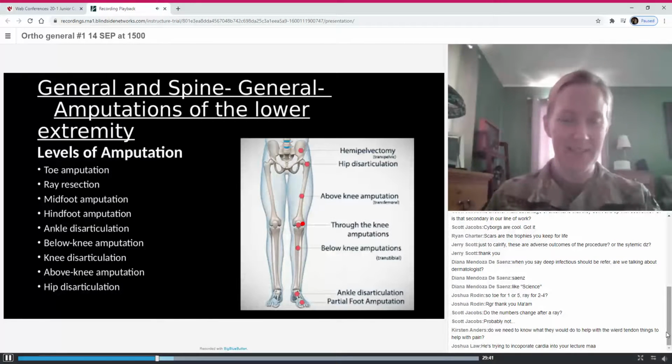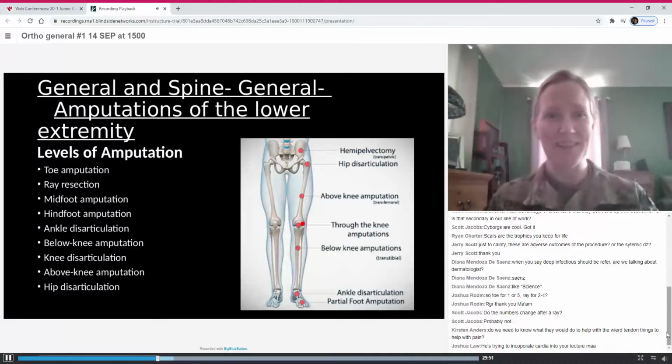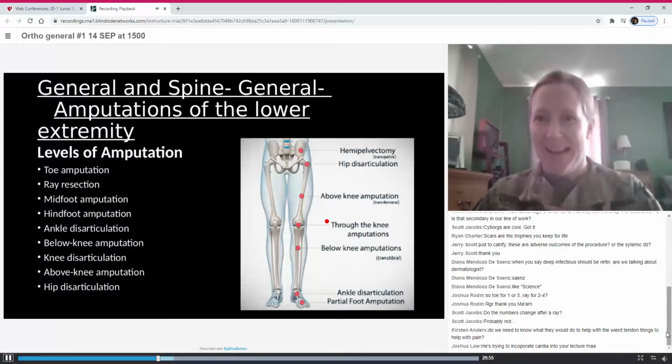Let's see here. Andrews is asking, weird tendons to help with the pain? Not necessarily, but yes, Law, I believe that. Why is the boss calling during lecture? Okay.